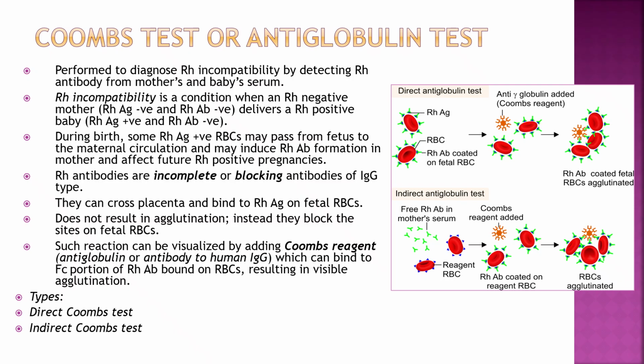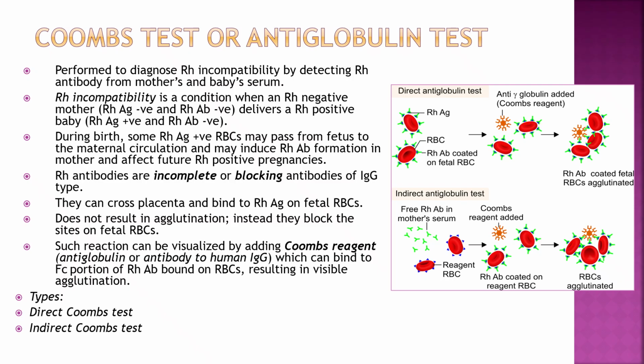So in Rh incompatibility, an Rh negative mother has an Rh positive baby because of the Rh positive father, and then the Rh antibodies are incomplete or blocking antibodies. So there are two types, direct and indirect. In the direct antiglobulin test, the Rh antigen is present on the RBCs, and there are antibodies coated on fetal RBC. So antiglobulin is added, that is Coombs' reagent, and then the Rh antibody coated fetal RBCs get agglutinated.